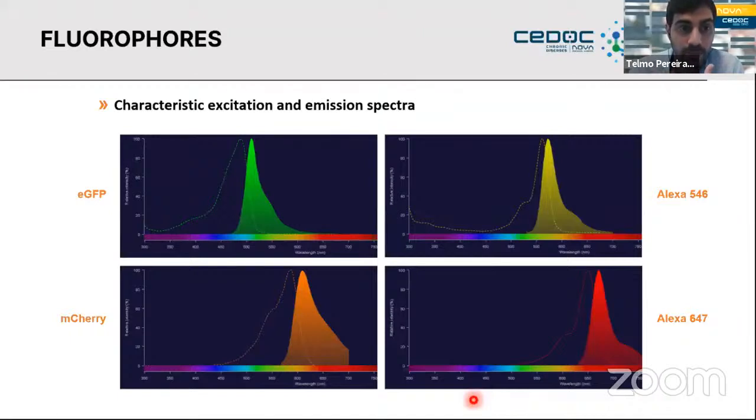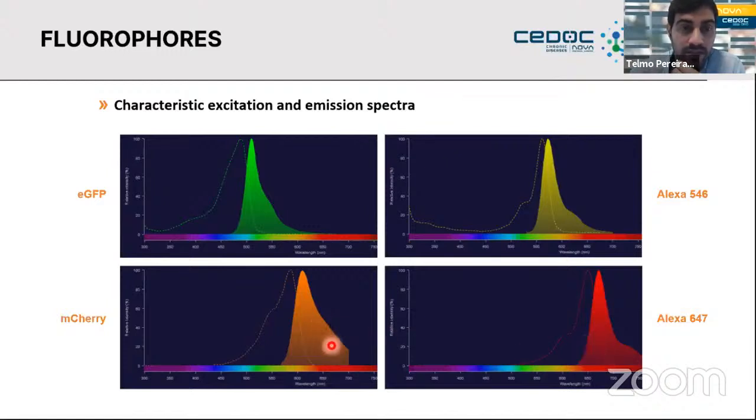Each fluorophore has a characteristic excitation and emission spectrum. I'm showing you here these four examples: GFP, Alexa Fluor 546, mCherry, and Alexa 647. You can see that they are all very different. The shapes of the excitation are a bit different in each. Some are shifted more towards the green part of the spectrum, some more towards the red part and the infrared part of the spectra.